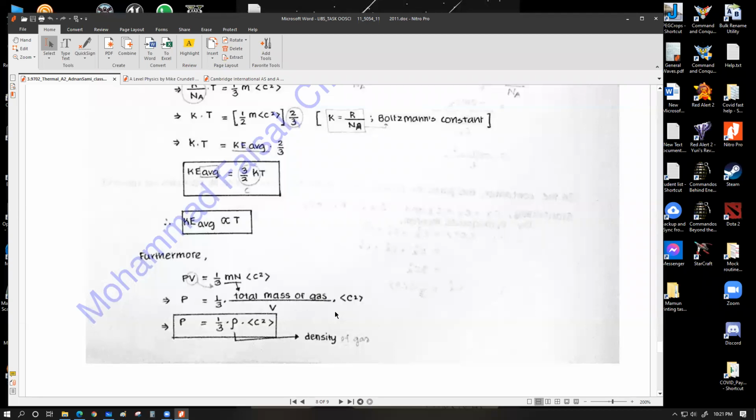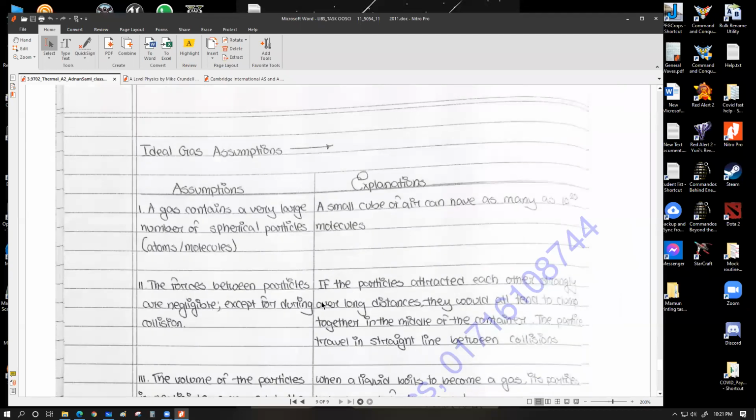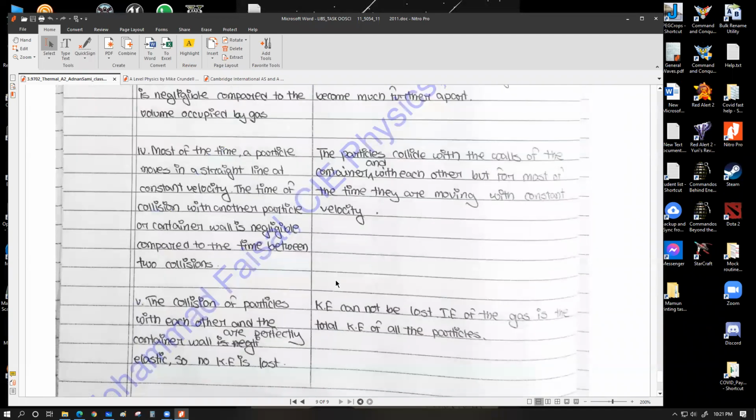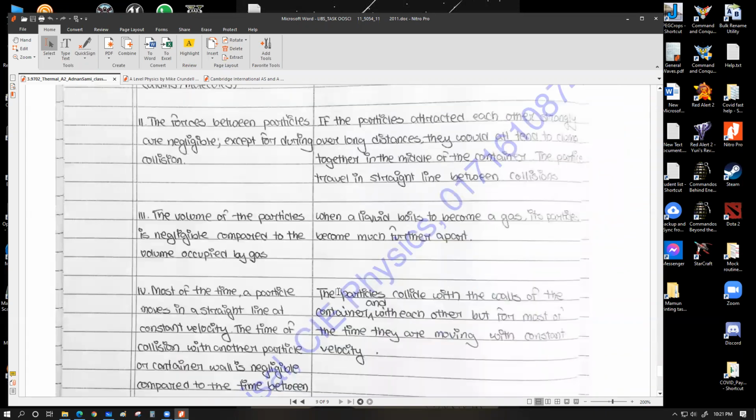Don't spend some exclusive time to actually memorize this formula. Not recommended. All right. Beyond this point, what we have is the ideal gas assumptions. Ideal gas assumptions are actually pretty dumb.